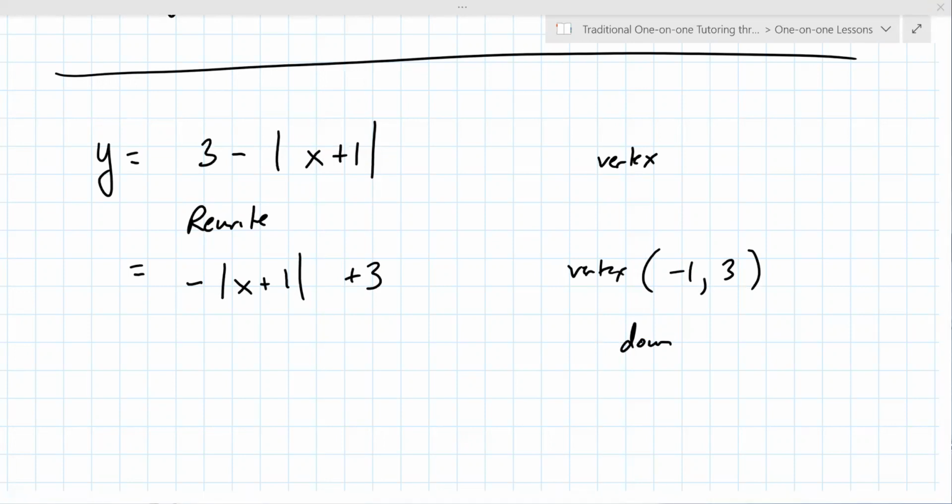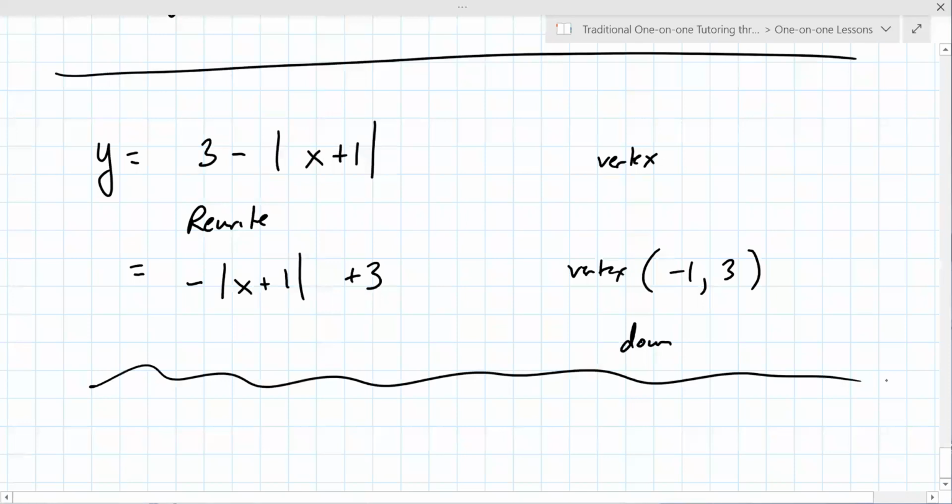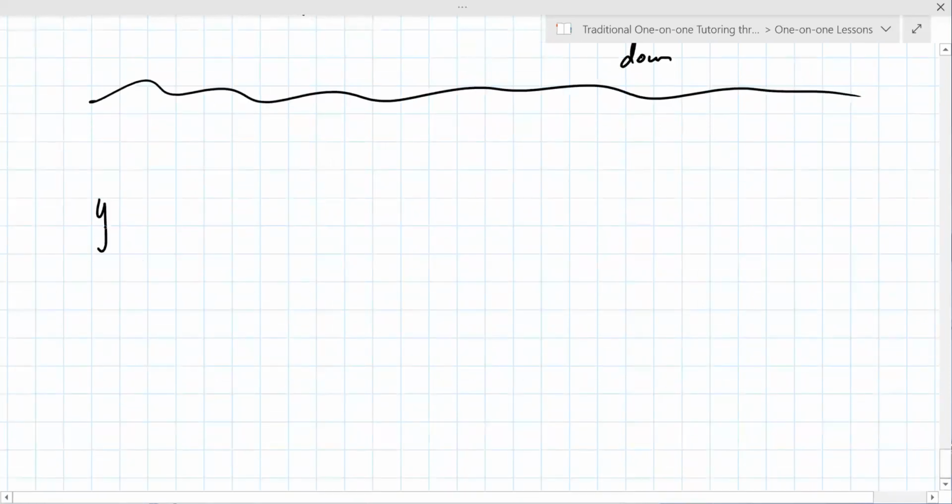Just one more little wrinkle. One more little minor modification here. So let's say I tell you it's y equals 2 times absolute value of x minus 2, minus 3. First, give me the vertex, please.